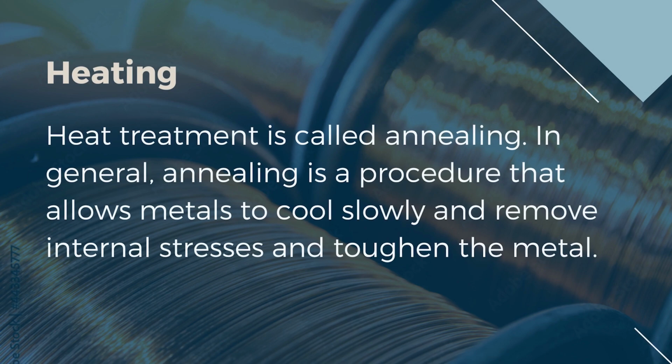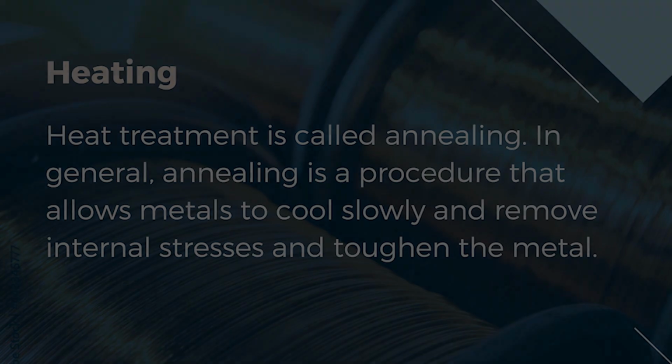Heating. Heat treatment is called annealing. In general, annealing is a procedure that allows metals to cool slowly, remove internal stresses and toughen the metal. When it comes to manufacturing wires and cables, the wires are softened by undergoing heat treatment. Tremendous pressure is applied to a metal rod to form a thinner wire. The goal of heating annealing is to avoid oxidation of the cable.